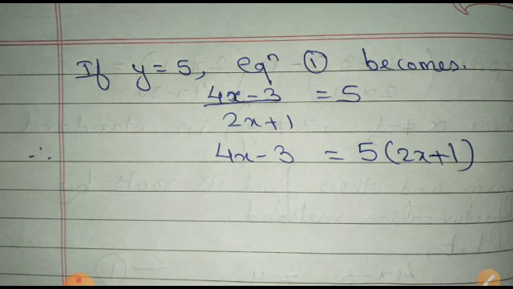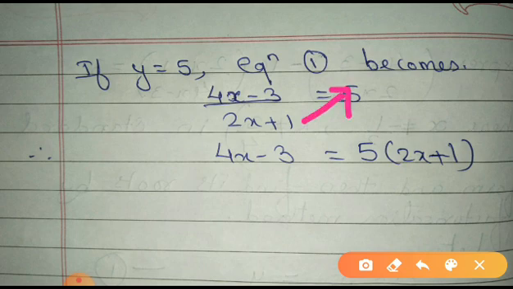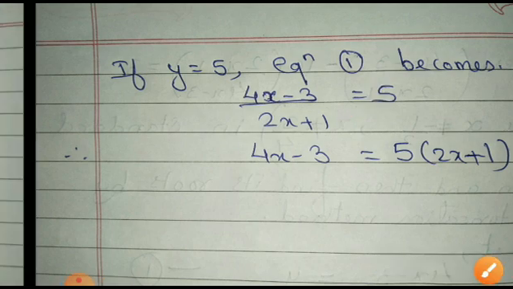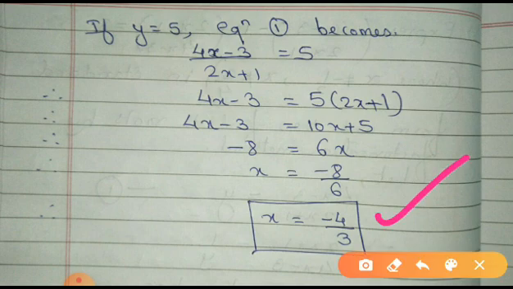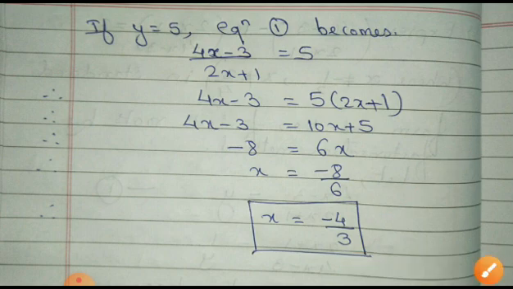So accordingly you have to write. If y equal to 5, your equation 1 becomes 4x minus 3 by 2x plus 1 equal to 5. Okay, simplify it. This 2x plus 1 will be multiplied to 5. Simplify and see whether you are getting the answer of x as minus 4 by 3. So the first value of x when y is 5 is minus 4 by 3.